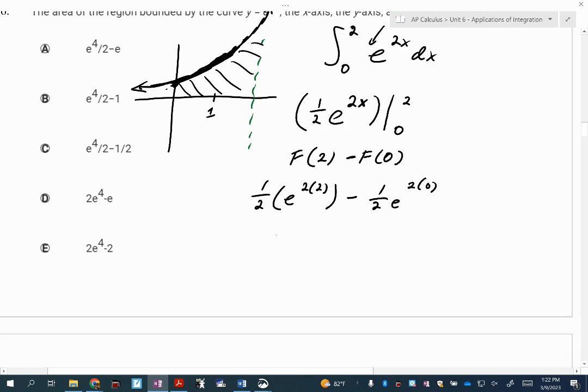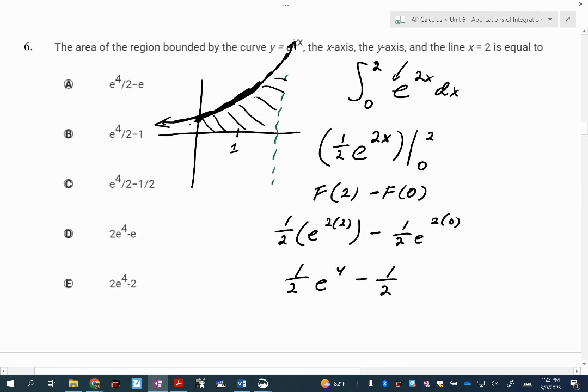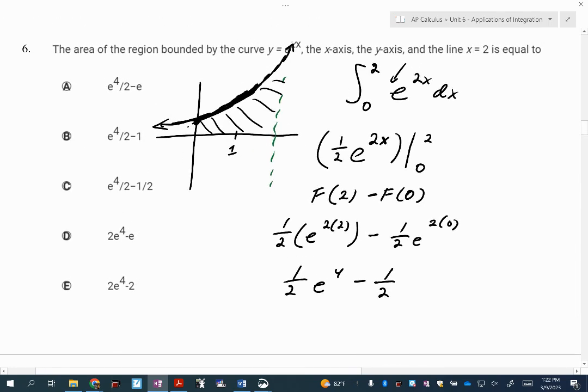All right, so we have 1/2 e to the 4th power minus e to the 0 power, which is 1. So minus 1/2. So I'm looking for my answer, and it looks like what they've done is they've moved the e to the 4th power into the numerator. All right, so the answer is C. Okay, 3 more to go.